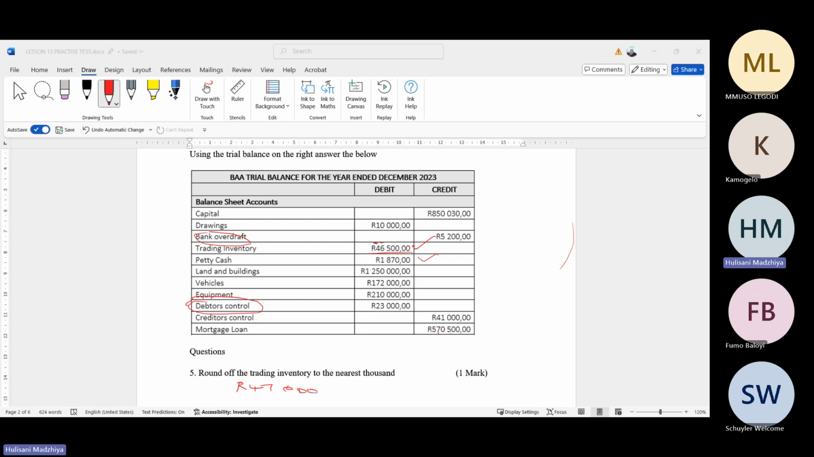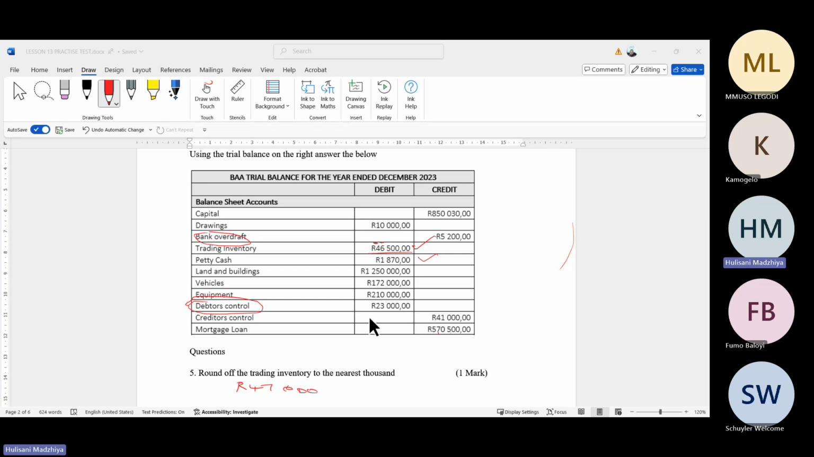So on the previous one of current assets, your total is supposed to be your trading inventory plus cash plus debtors control, because these are people who have to pay you within a period of 12 months. So therefore, they have to form part of your current assets. So those were calculated into this amount. Therefore, you were partially correct, but you were not completely correct because you forgot to include your debtors control.